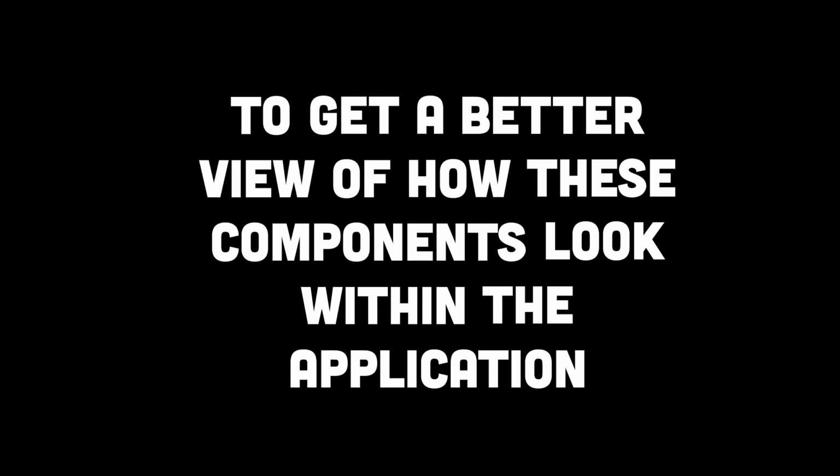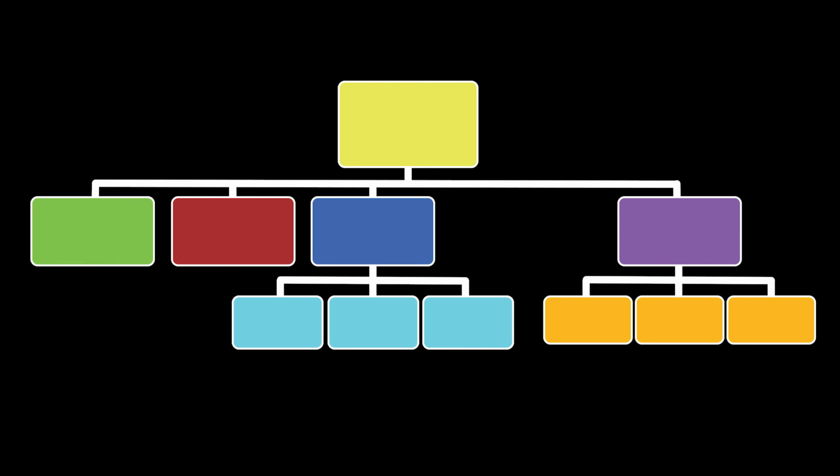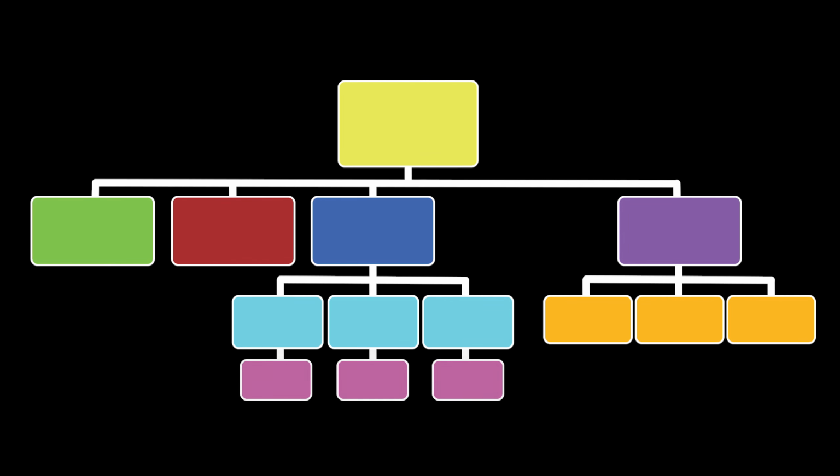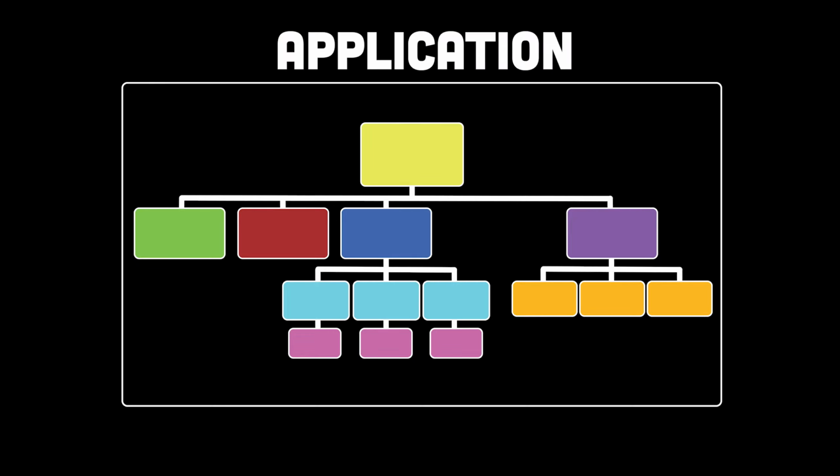To get a better view of how these components look within the application, we can take these components and arrange them in a tree structure. First, we have the app, which contains the navigation bar, hero section, the cards, and feed. Within the cards component is a few cards, and within the feed is a few reviews. Then for each card, we have a button. From a high level, this is the structure of our application.